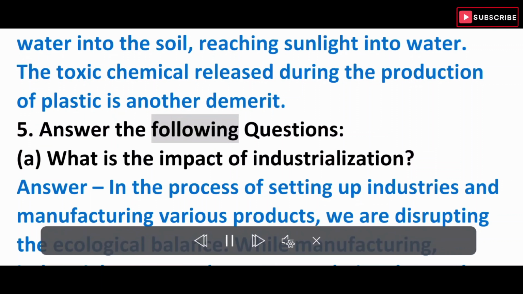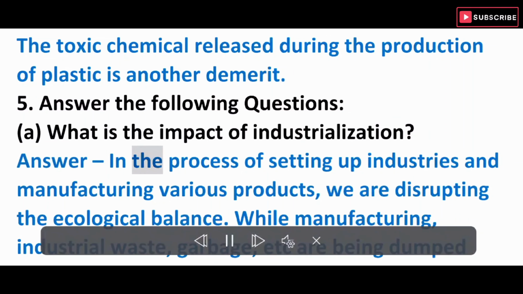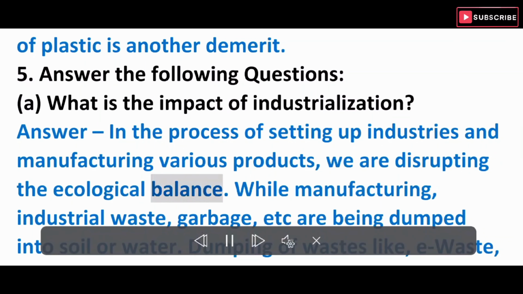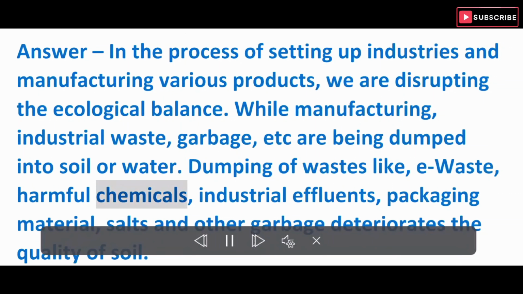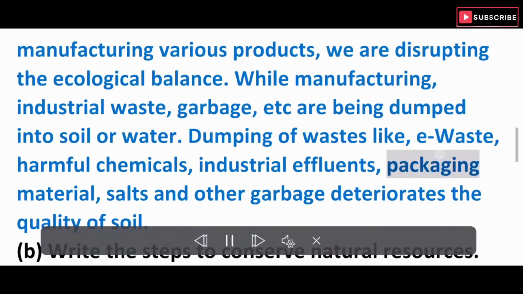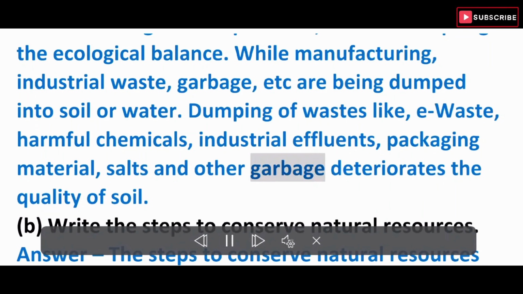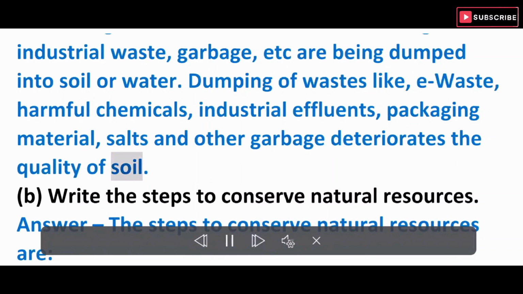5. Answer the following questions. A. What is the impact of industrialization? Answer. In the process of setting up industries and manufacturing various products, we are disrupting the ecological balance. While manufacturing, industrial waste, garbage, etc. are being dumped into soil or water. Dumping of wastes like e-waste, harmful chemicals, industrial effluents, packaging material, salts and other garbage deteriorates the quality of soil.